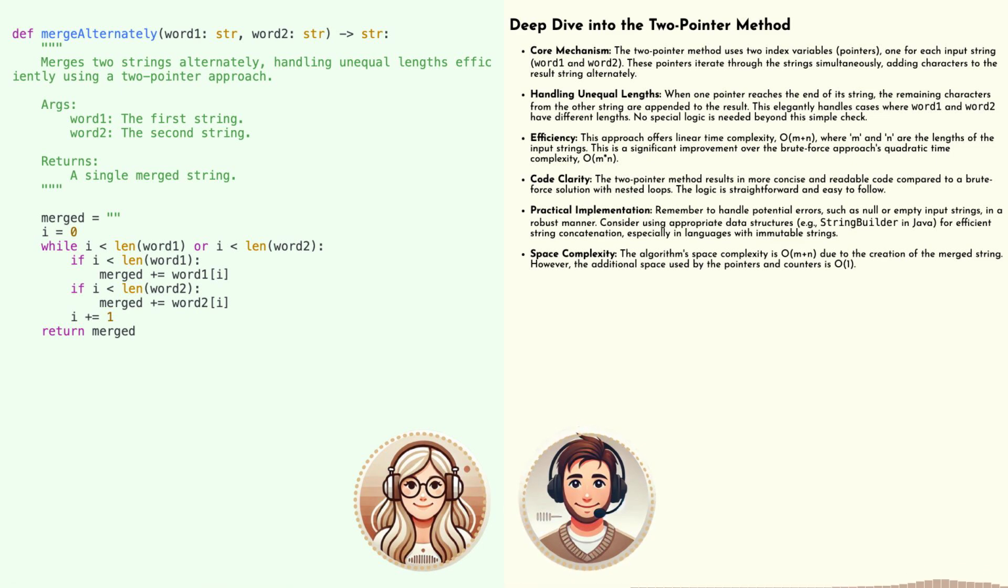And then we do the same thing for word 2 using pointer J, right? Exactly. We check if pointer J is less than the length of word 2. And if it is, we append the character at the position J in word 2 to the result string. Then we move J one step forward as well.